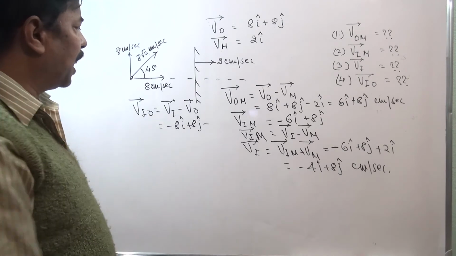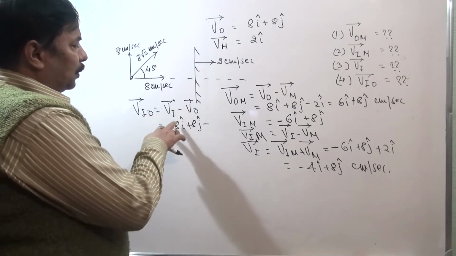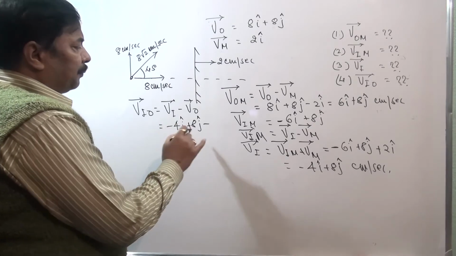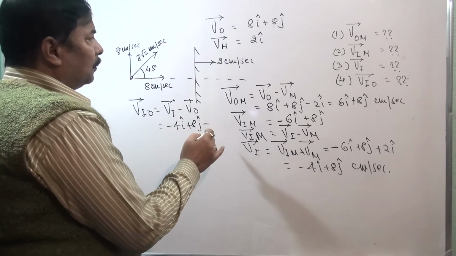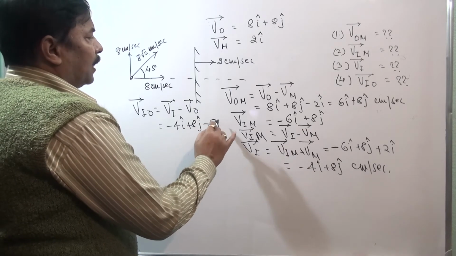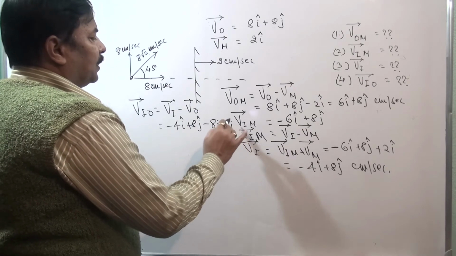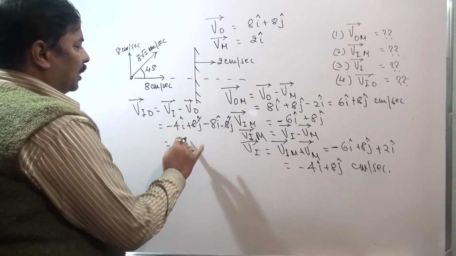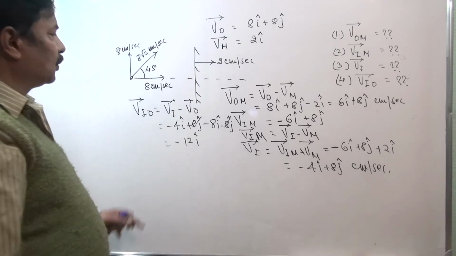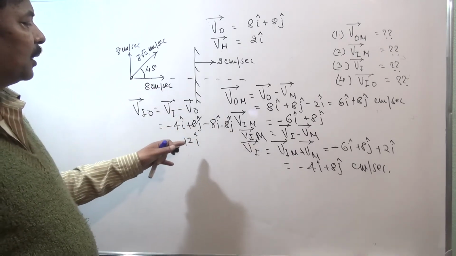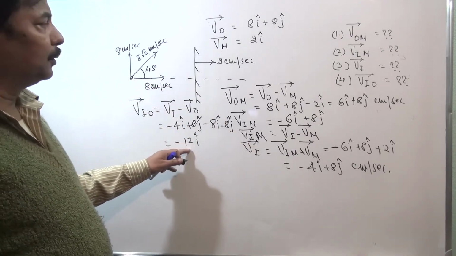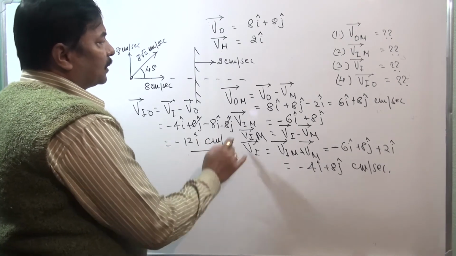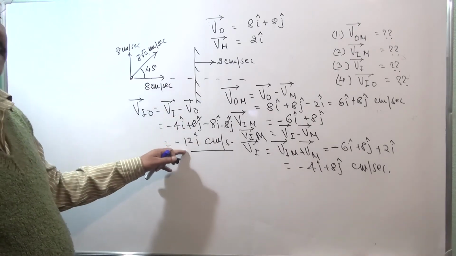Now here VI minus VO should be equal to minus 4i plus 8j, and minus VO is minus 8i minus 8j. So j will cancel and you are getting minus 12i. So velocity of image with respect to object is 12 centimeter per second, but in which direction? In this direction, because it is negative i.